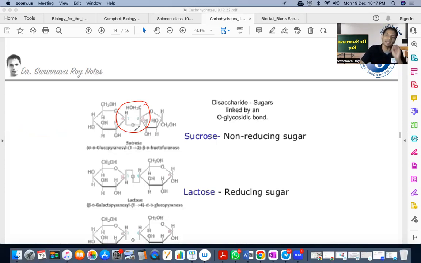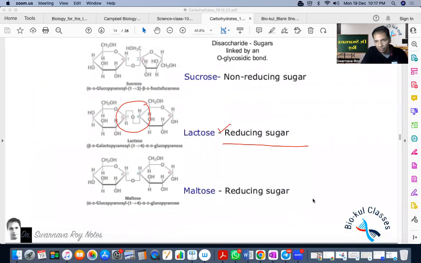So these anomeric carbons are not available for bonding. That's why it's called a non-reducing sugar. If we now go to a reducing sugar, just like lactose, which is made up of glucose and galactose. So lactose is a disaccharide which is made of glucose and galactose. And this is the glucose, this is the galactose.